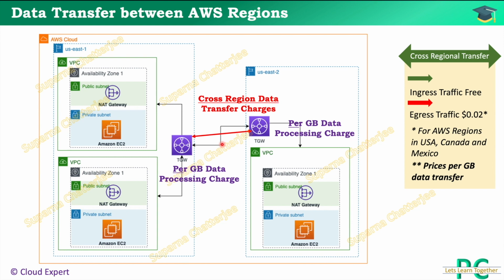Next, AWS Transit Gateway also charges for per hour of service per attachment. How many Transit Gateway attachments do you think we have for this diagram? If you want to find the answer, you can pause the video and count the number of Transit Gateway attachments and then match the count with me.